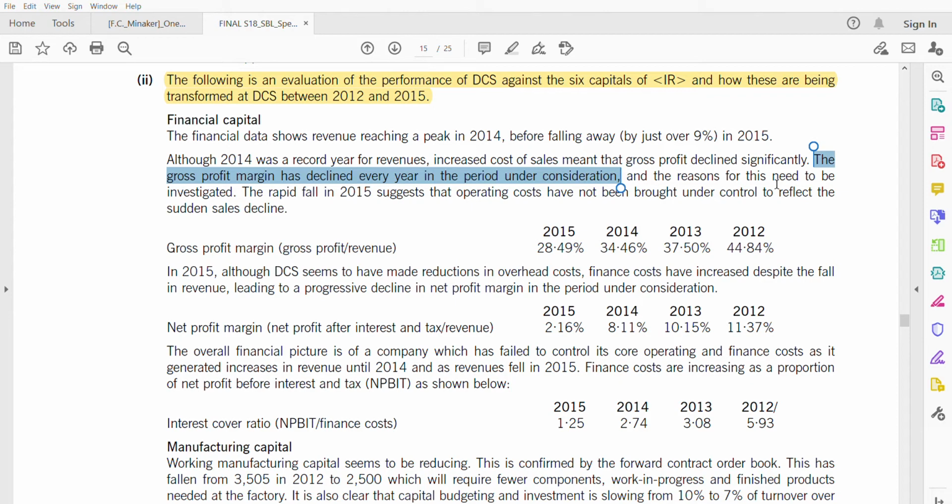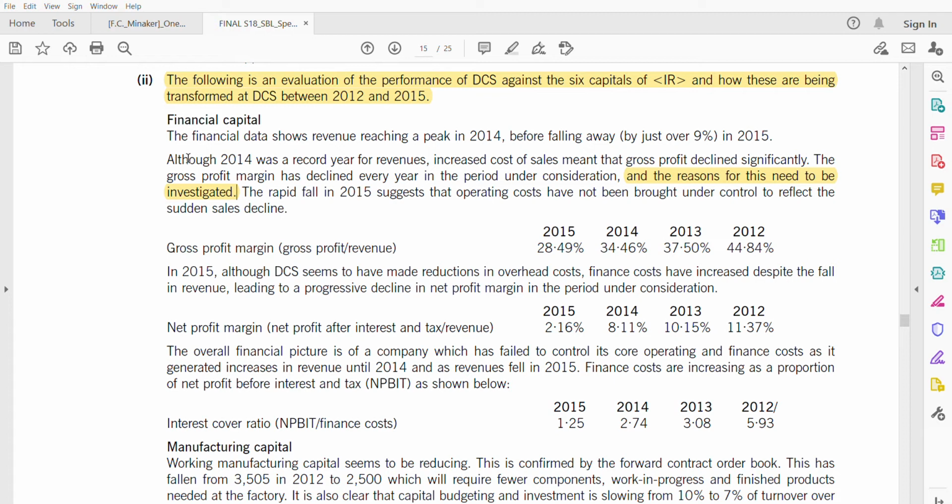Why? They have written this sentence. This is the one which is very important. You need to write this. Let me highlight in yellow for you. Gross profit margin has declined. So what? We know that gross profit margin has declined. Anyone can see that, right? Even one who does not have knowledge of finance, from a non-financial background, can see that information. But what is your job? Your job is to identify the reasons why it has declined. So here they have written, and the reasons for this need to be investigated. That is your job.